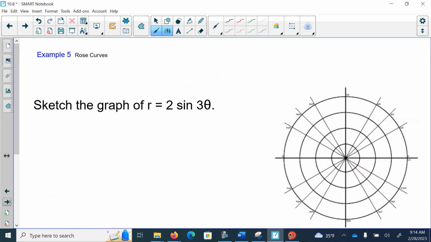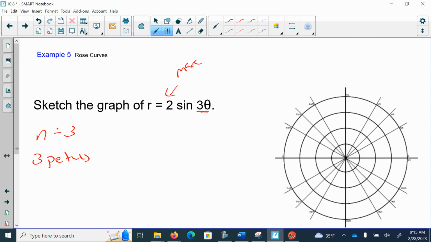Let's do one more. So here I have r is equal to 2 sine 3 theta. So this 2, since it's positive, is going to be my max. 3 theta, my n is going to be 3. So if n is equal to 3, that is an odd number. So that means I'm going to have 3 petals.